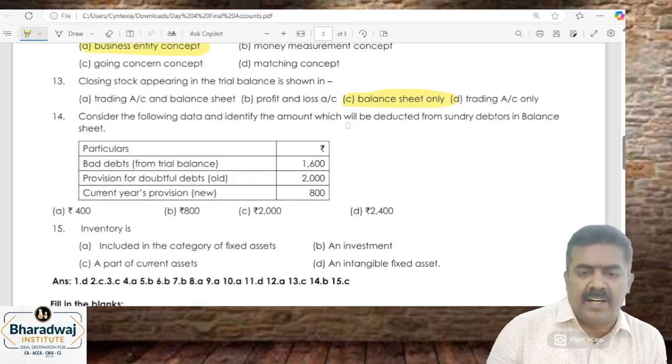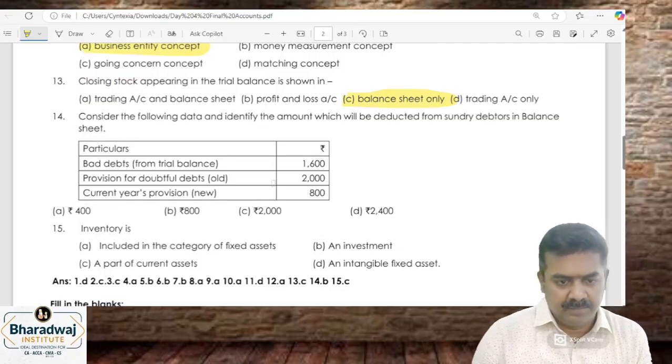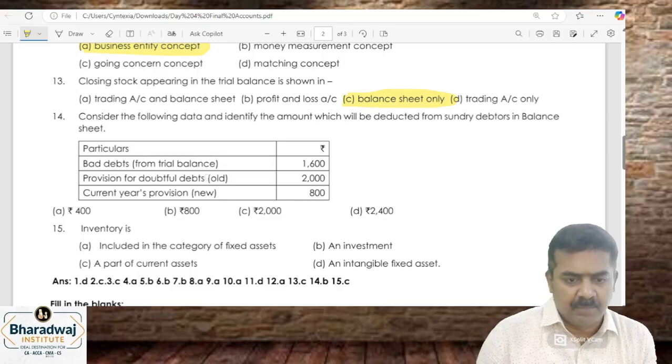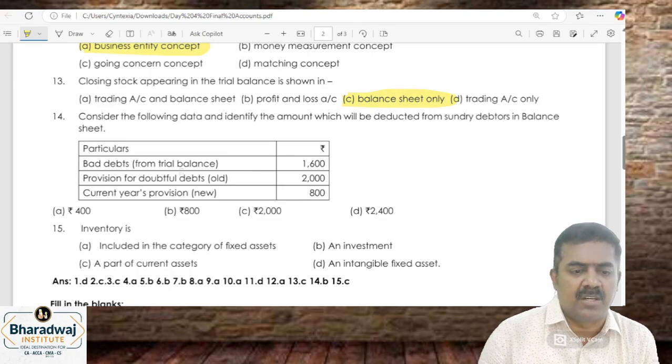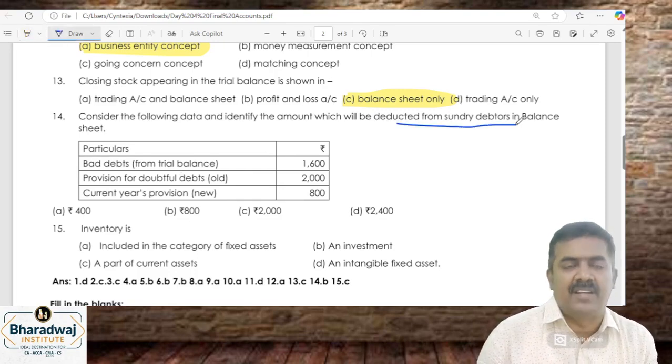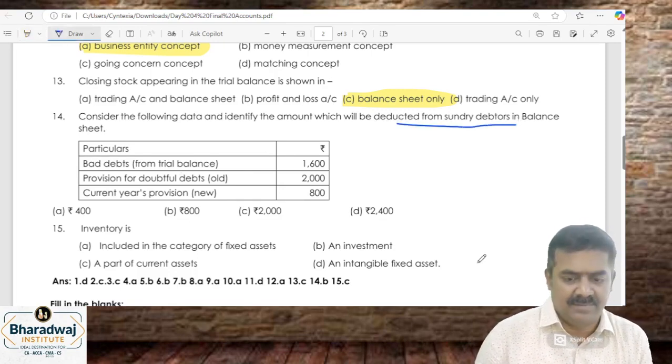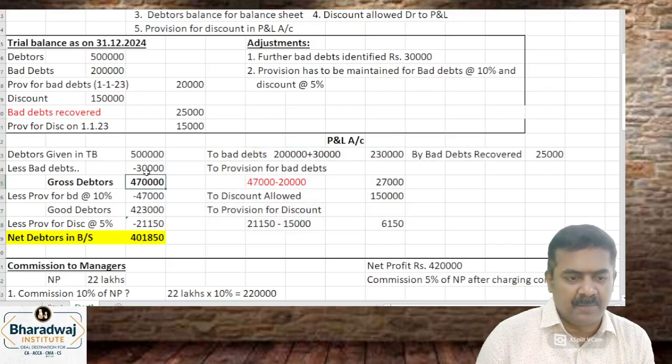Consider the following data. Identify the amount which is deducted from the debtors' balance. Bad debts are given in the trial balance. Provision for bad debts old is given, and provision for bad debts new is given. The question is which one will be reduced from debtors. Let us work out a problem. What do we reduce in the balance sheet?